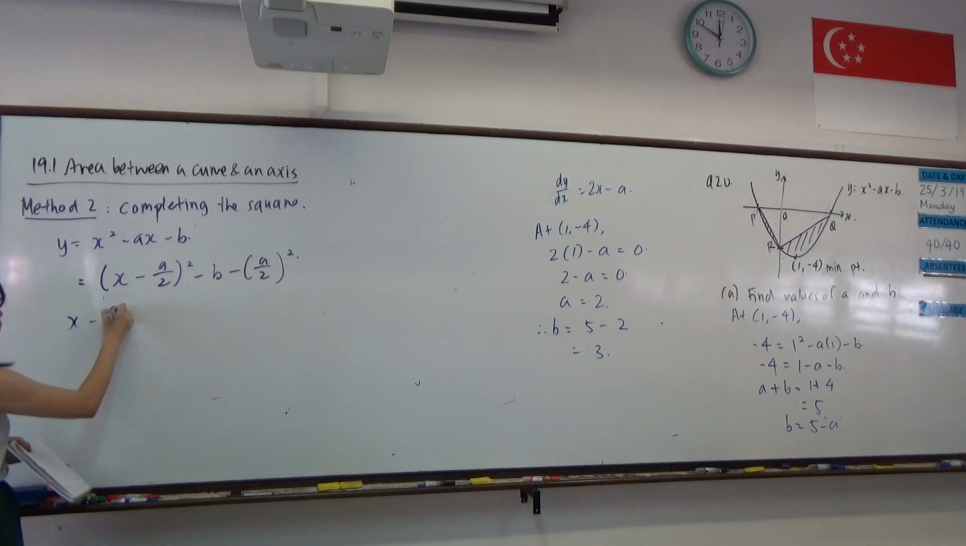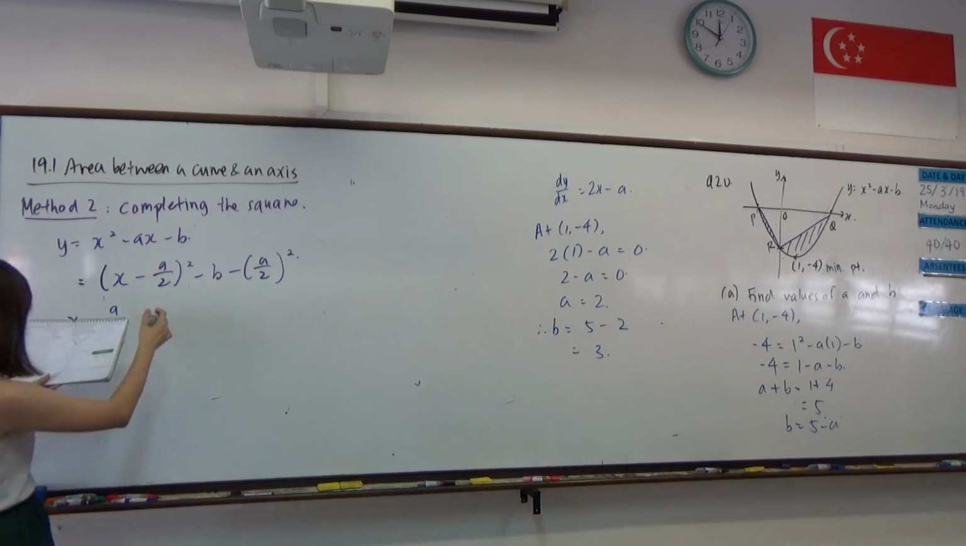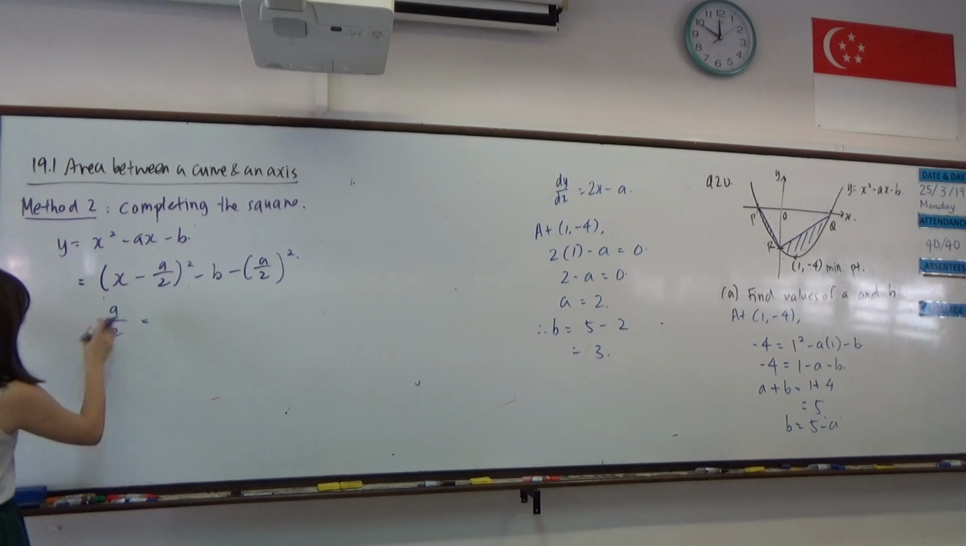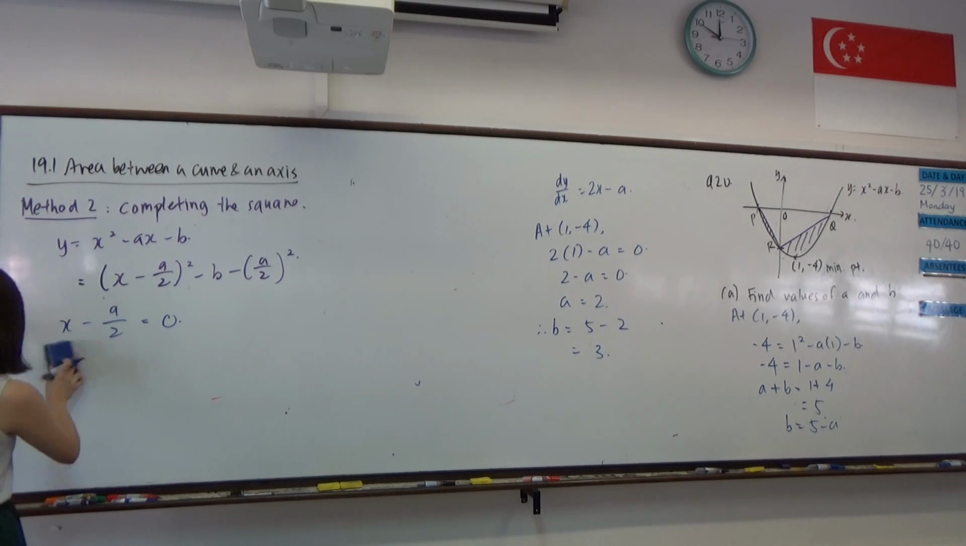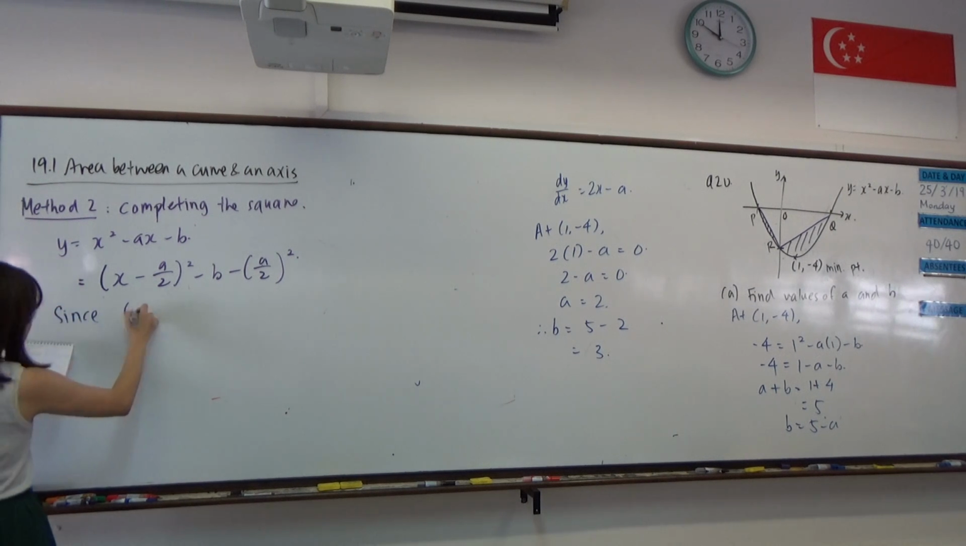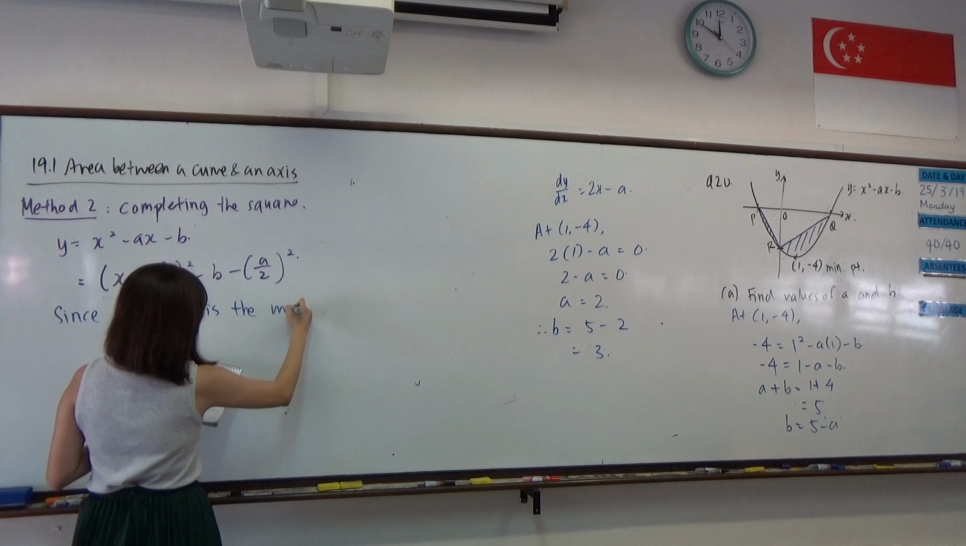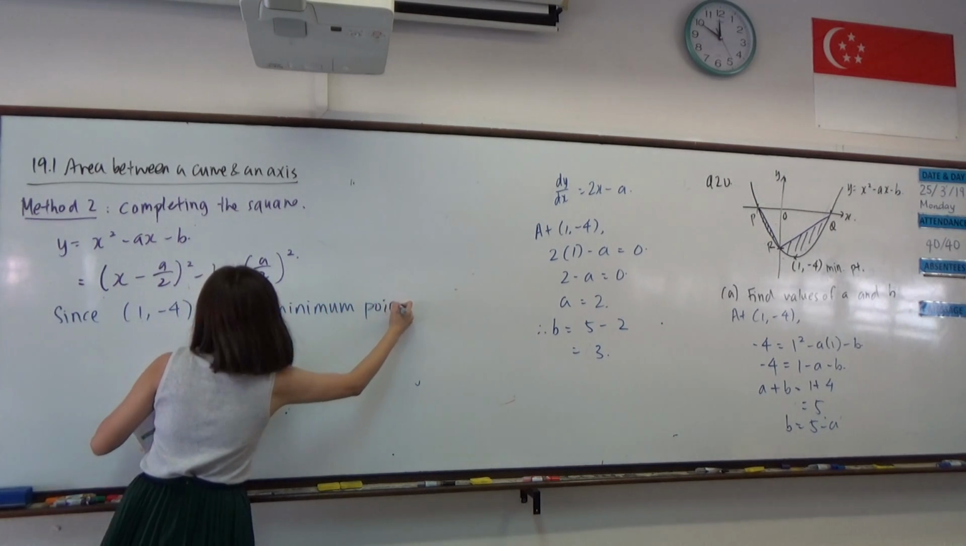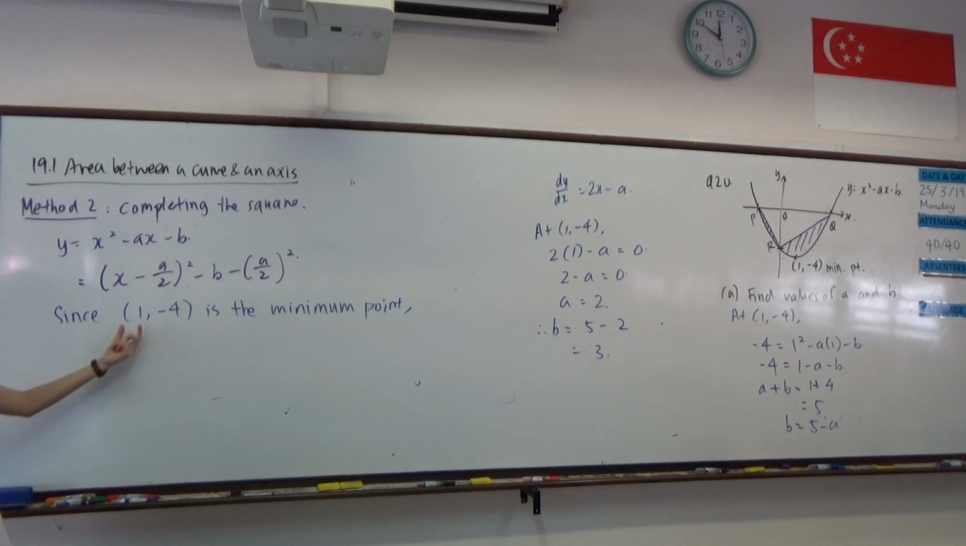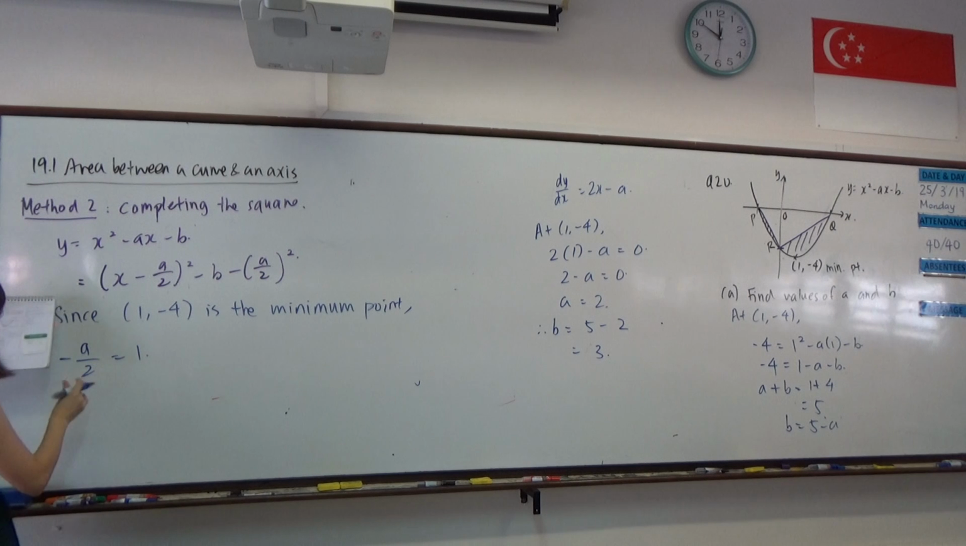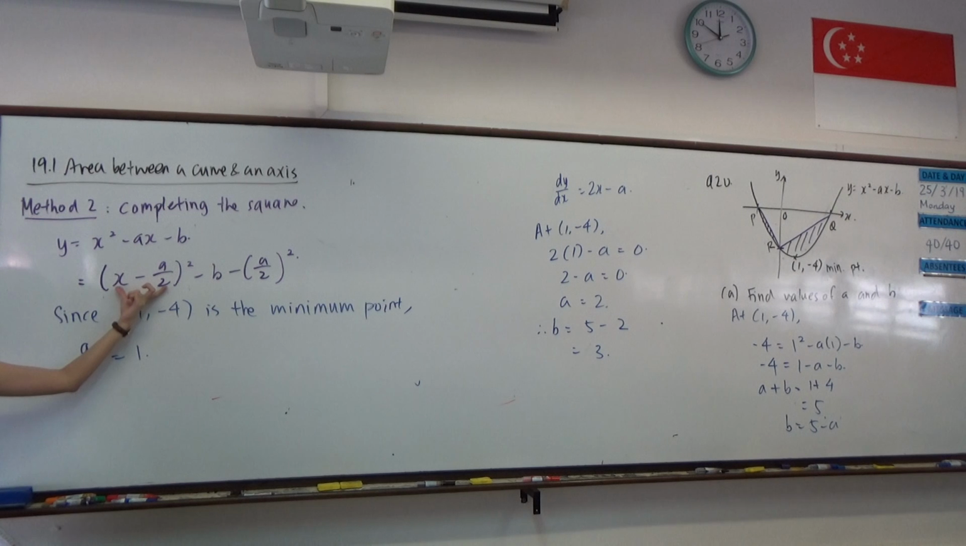So x minus a over 2 will have to give you 0. So your x value, try to say this. Since negative 4 is the minimum, this part here will be equal to 1. So a over 2 equals to 1. Because when this one is equal to 0, the x value will give you a over 2. So the x value will be 1.